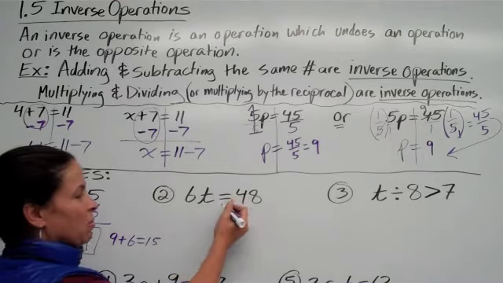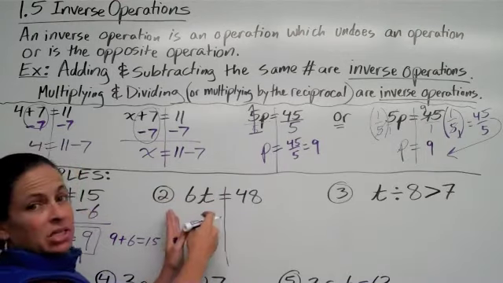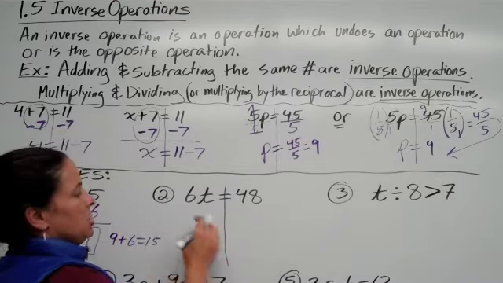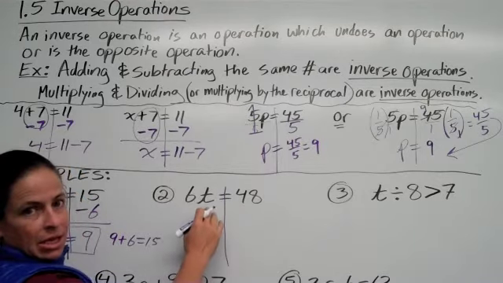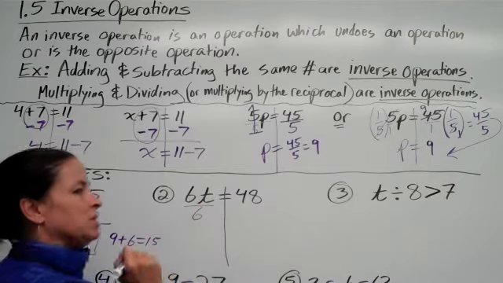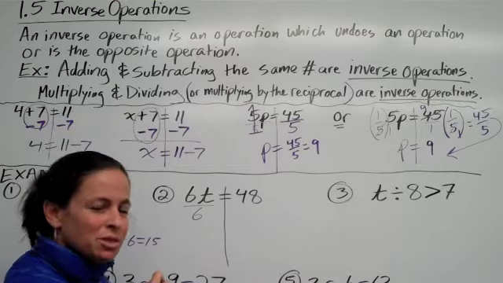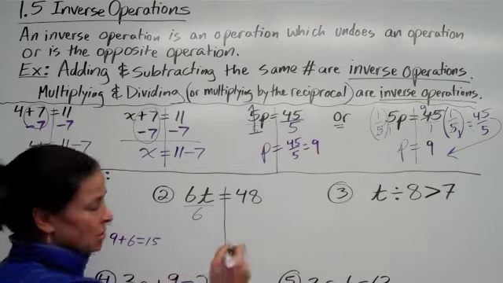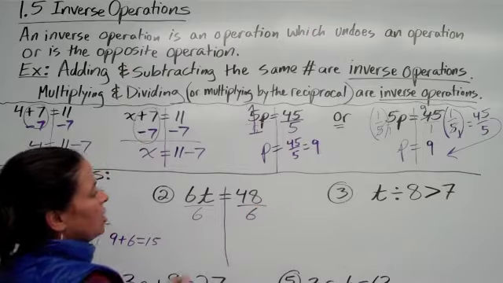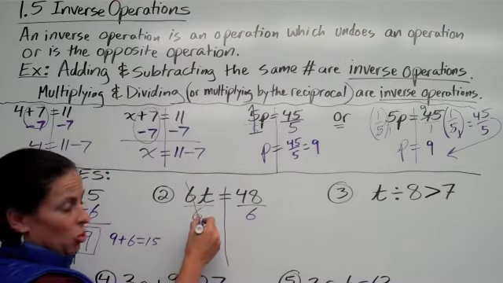Again, I'm going to start with building a fence. The fence is at the equal sign saying that this side is equivalent to this side. So I have 6 times t. So the inverse of times is divide. What's the other way I could have shown division? You're correct. Multiply by the reciprocal. What's the reciprocal of 6? 1/6. Great. So I'm dividing both sides by 6, as 6 over 6 simplifies to 1.